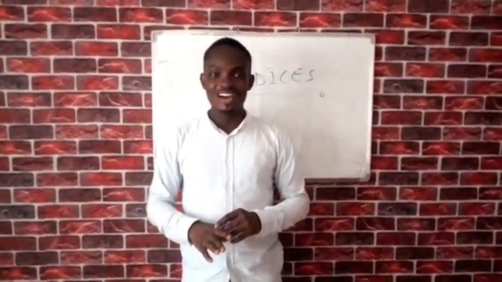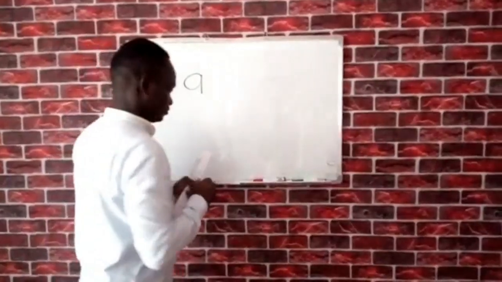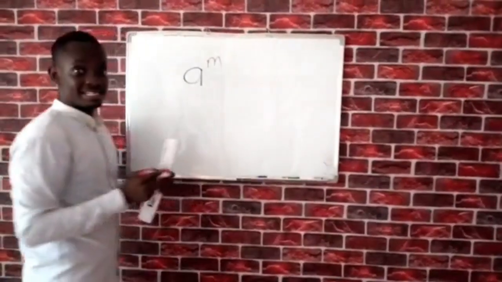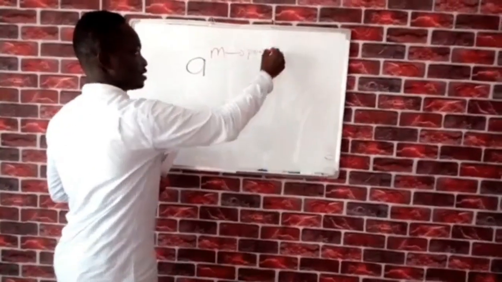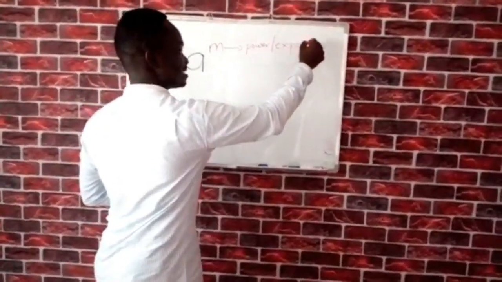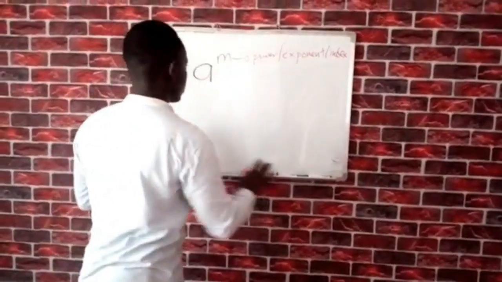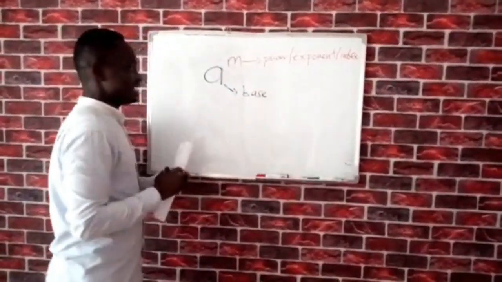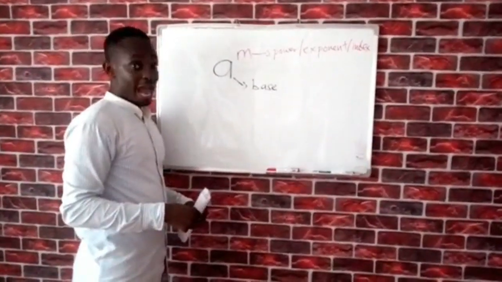So let's get ready as we delve into indices. All right, so we are starting our indices. So look at this. Now when we see this in indices, we call this the power or the exponent or the index. Okay, we call this the base. Okay, so we are saying that A is the base, M is the index or the exponent.